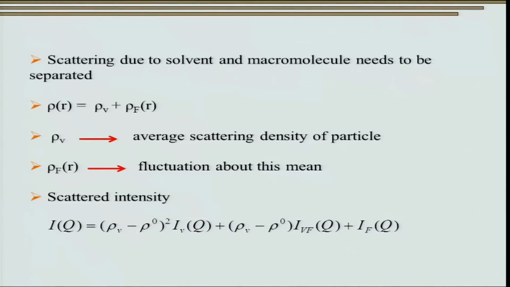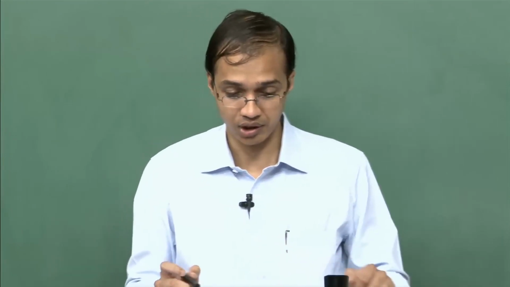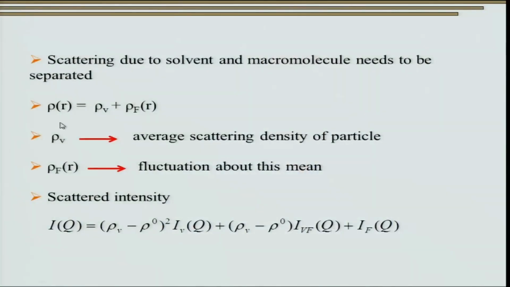Okay, so again let us go back and work on this macromolecule solvent system. The scattering due to solvent and macromolecule needs to be separated, right? At the end of the day we are getting signal from both the solvent as well as the macromolecule that we are studying. So, the overall scattering is essentially rho of r equals rho v plus rho f of r, where rho v is your average scattering density of the particle. This comes from the particle, while rho f of r comes from the fluctuation about this mean.